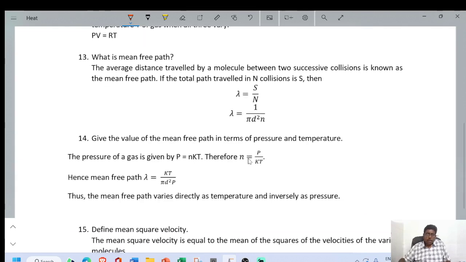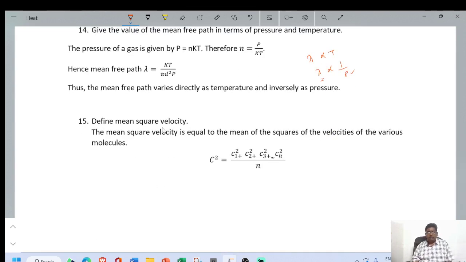Give the value of mean free path in terms of pressure and temperature. The pressure of a gas is given by P equal to nkT. From this, N equal to P by kT. Instead of N, if you put this value, we can get lambda equal to kT divided by pi d square into P. Therefore, lambda is directly proportional to temperature. If the temperature is more, mean free path is also more. Lambda is inversely proportional to pressure. If pressure increases, lambda decreases.